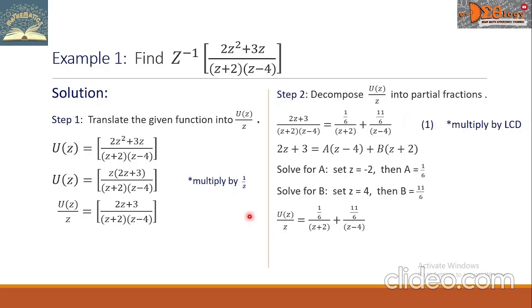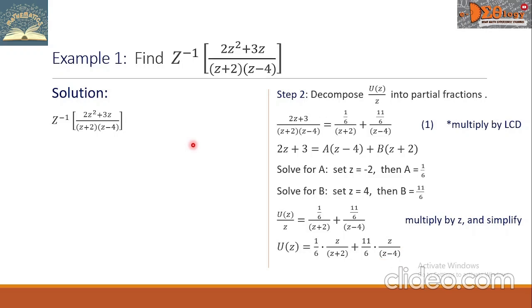Then we go back to our U of Z over Z, which is equal to these partial fractions now. Let us multiply this equation by Z and simplify. By doing so, the left side becomes capital U of Z, which is equal to 1 over 6 times Z over Z plus 2 plus 11 over 6 times Z over the quantity Z minus 4.